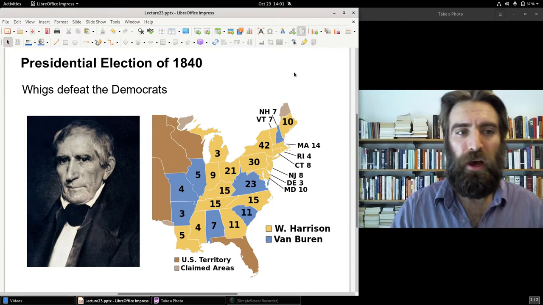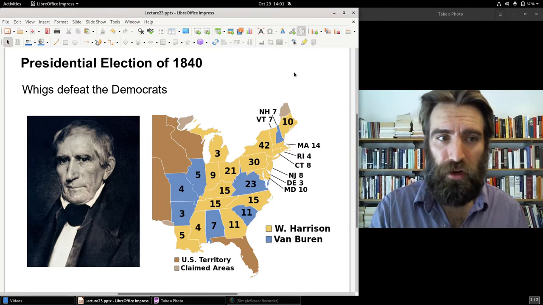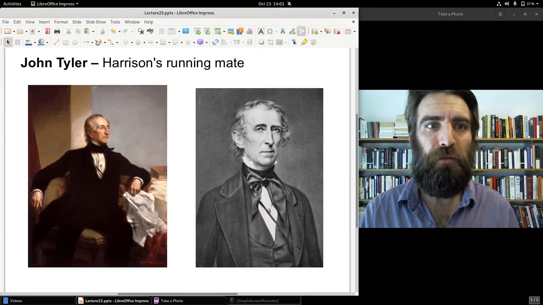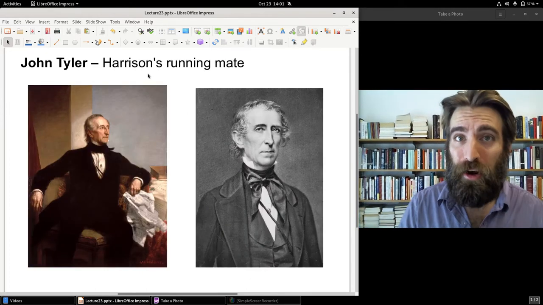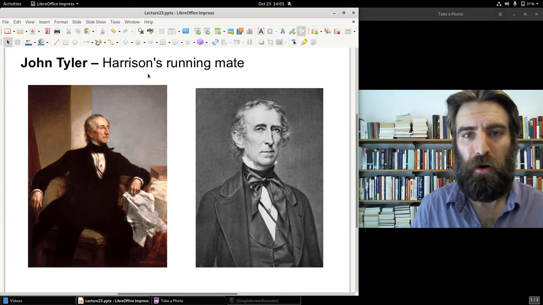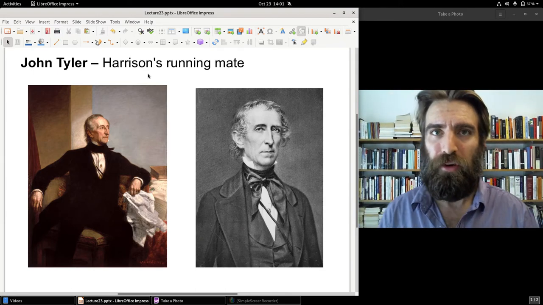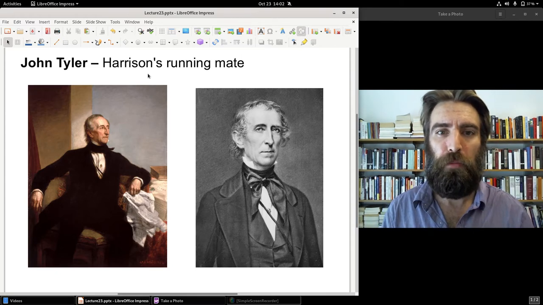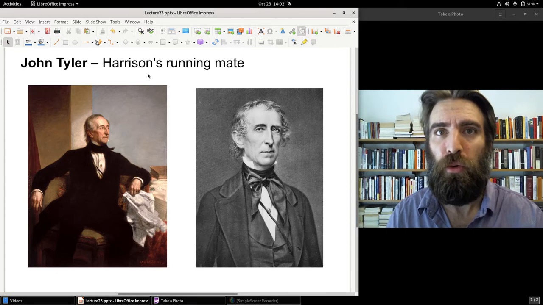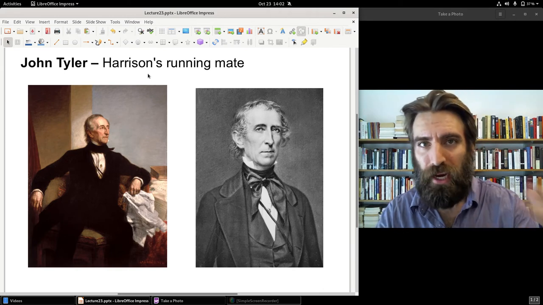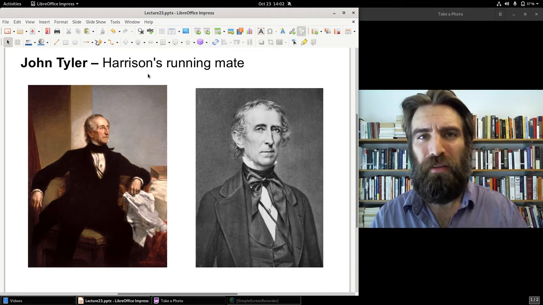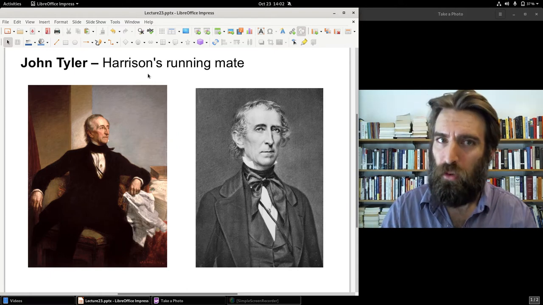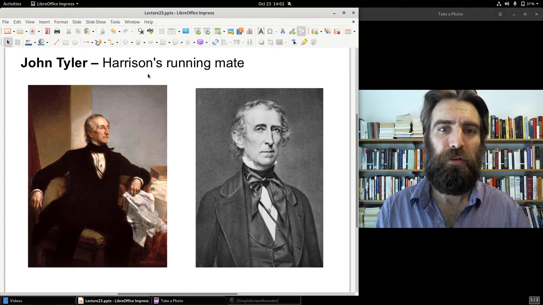Now, the Whigs wanted to play it really, really careful. They run this guy, a war hero, who's not going to talk about the issues much. And then for his running mate, they added a Democrat, a man named John Tyler. But John Tyler was a different type of Democrat. You hear about never Trumpers today in the Republican Party. Well, he was sort of a never Jacksonian. He was a Democrat who liked Jefferson, but he believed that Jackson had somewhat of a dictatorial streak about him. And so he opposed Jackson through much of his presidency.